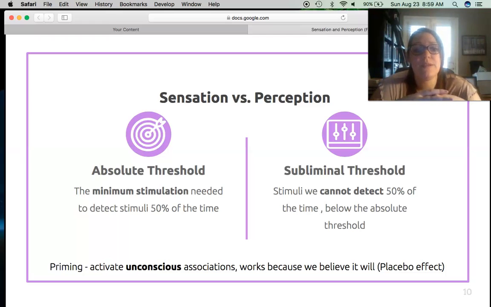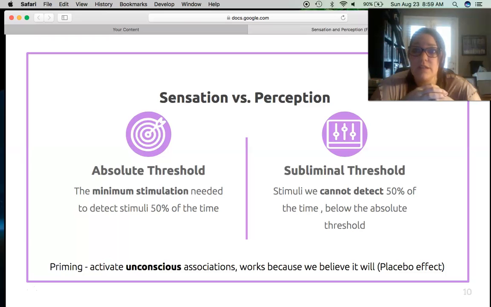There is a thought that we can prime ourselves to perceive different things. We call this priming, activating unconscious associations. The research is mixed on this. If we can actually do this, it might be that it works, or we believe it works because we want it to work. And this is called the placebo effect. Placebo effect is extremely powerful. The power of belief is very influential over us.